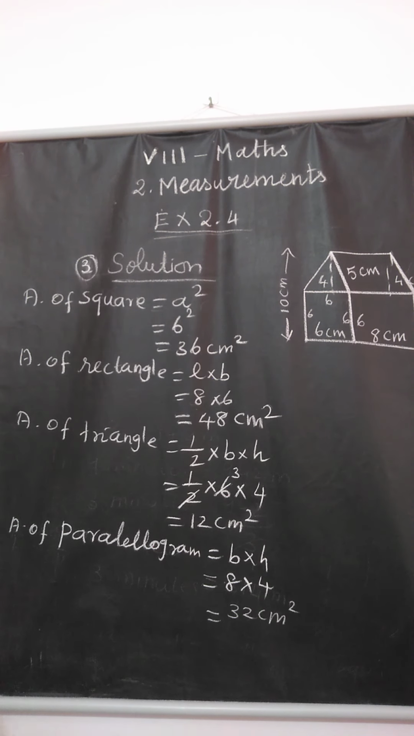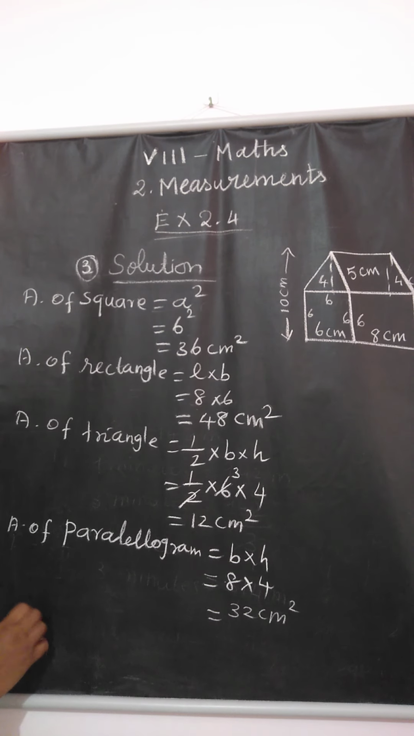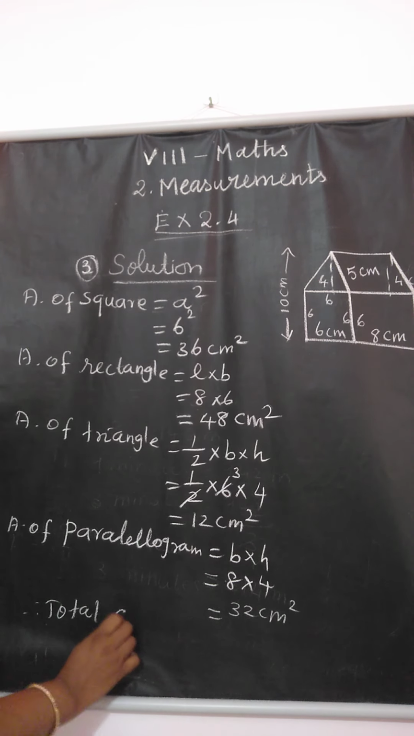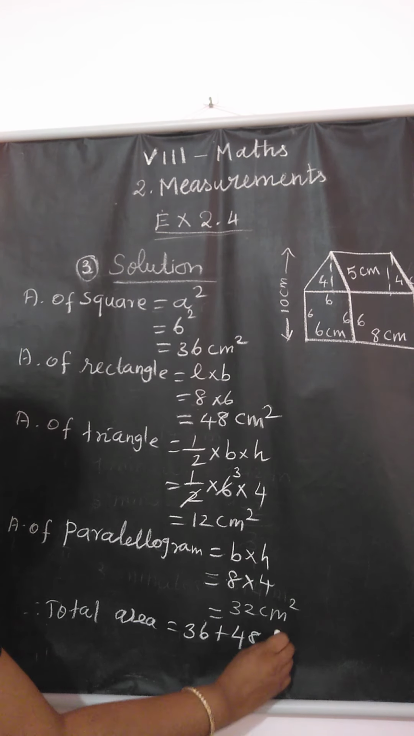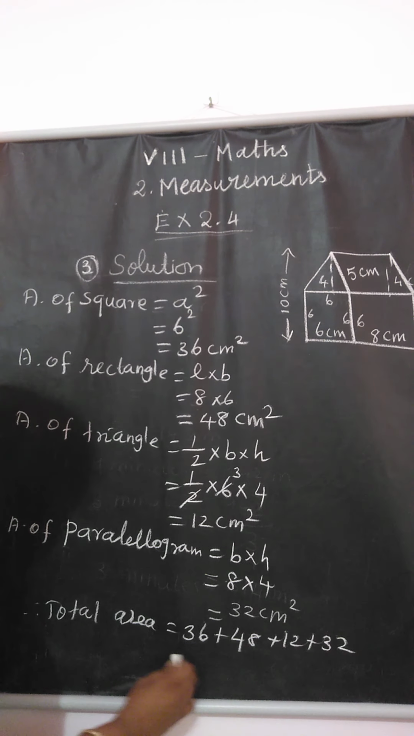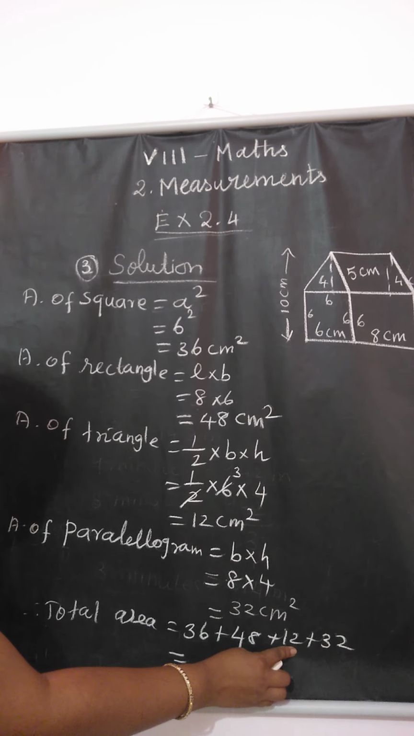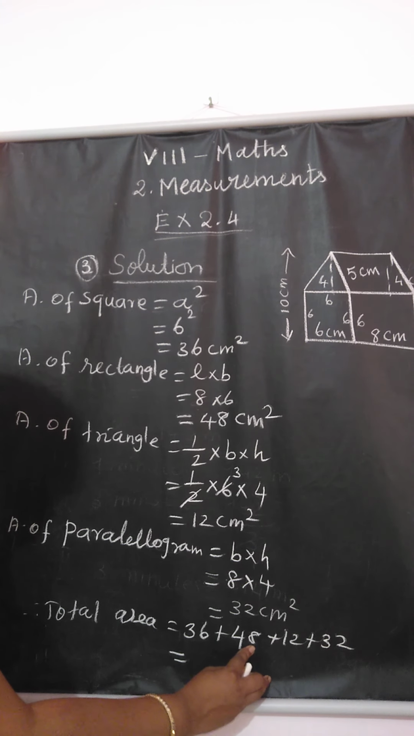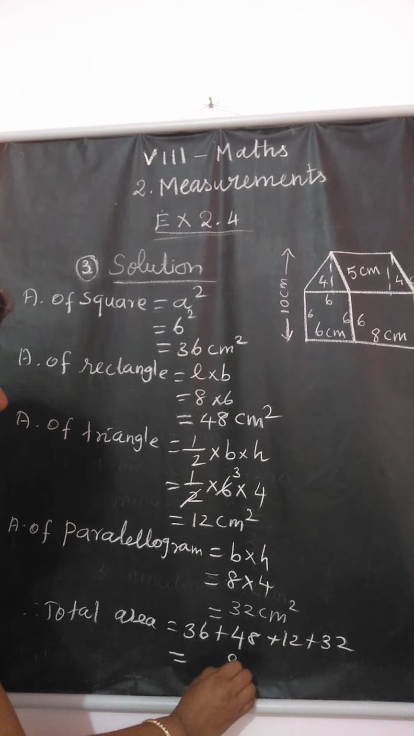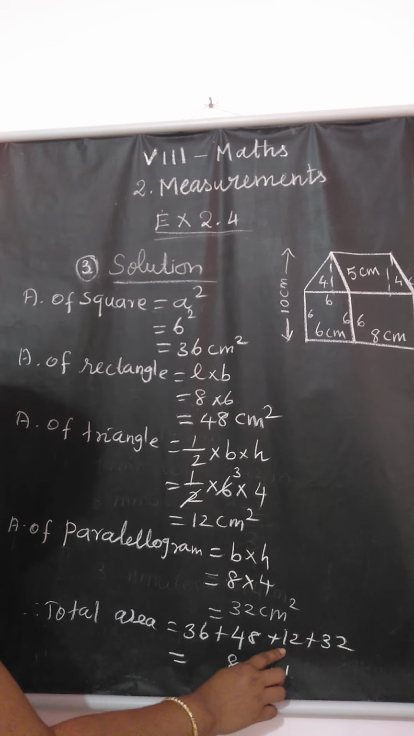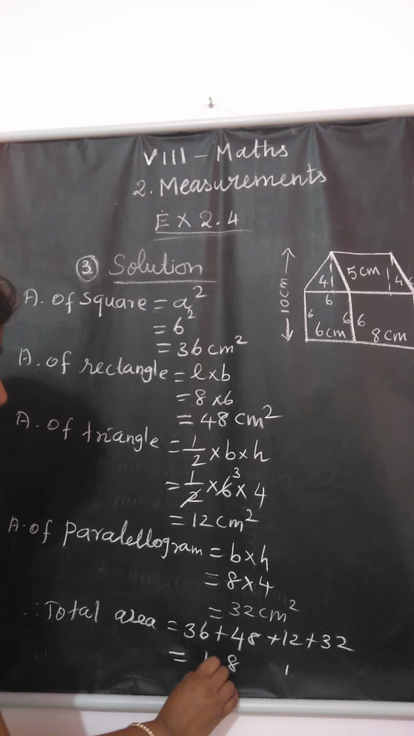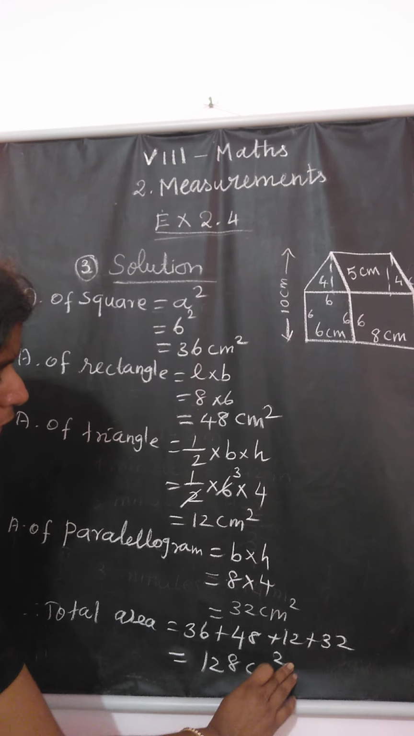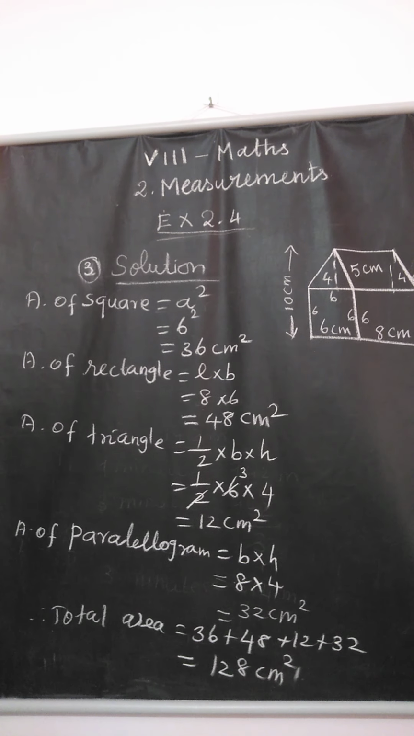They are asking for the area of the house. Therefore the total area is equal to 36 plus 48 plus 12 plus 32. Now add all the values. 2 plus 2 is 4, 4 plus 8 is 12, 12 plus 6 is 18. Balance 1, 3 plus 1 is 4, 4 plus 4 is 8, 8 plus 3 is 11, 11 plus 1 is 12. So the total is 12 centimeter square. This is the final answer for the third question.